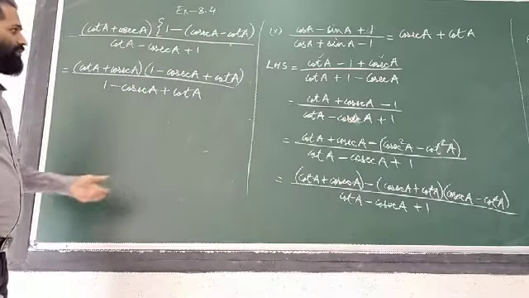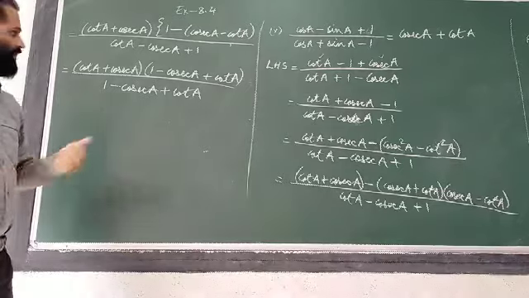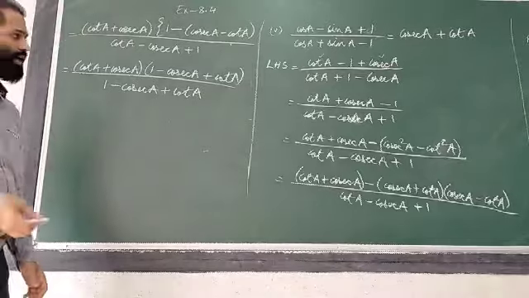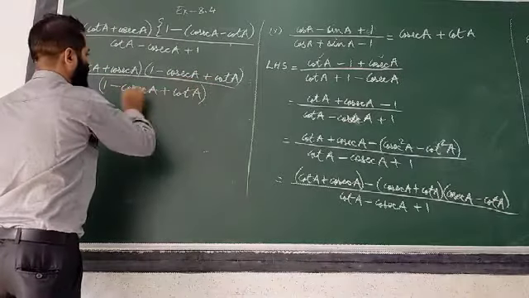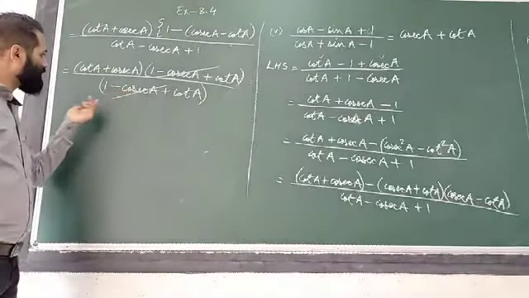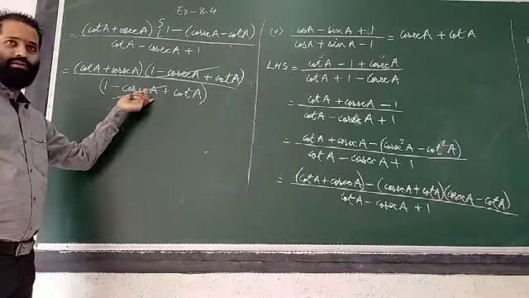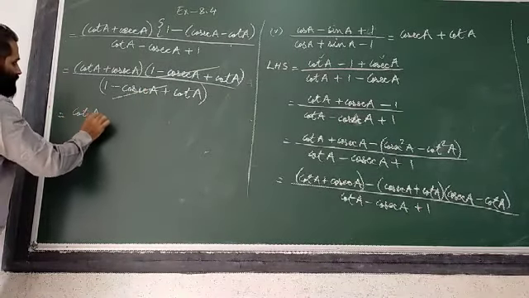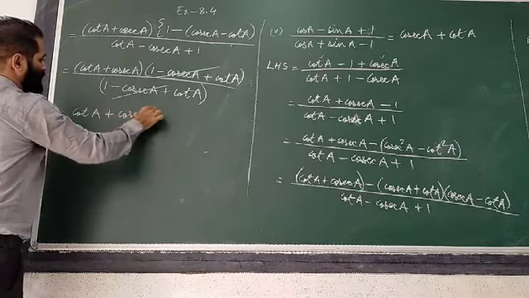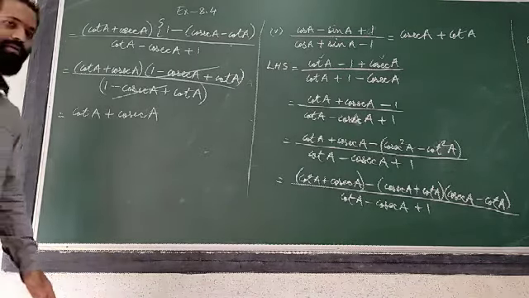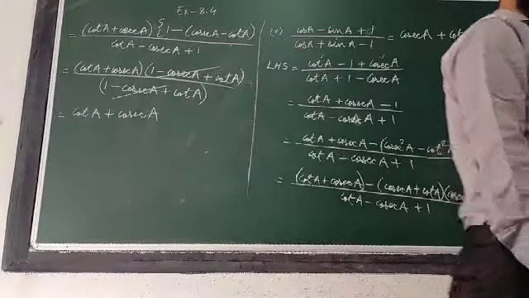Now remember that whenever you are cancelling more than one number, 1, 2, 3 numbers you are cancelling together, give bracket and then cancel. Otherwise, if you cancel this way, it means that you are cancelling only cosec A. Is it clear or not? So what is left out? Cot A plus cosec A. That is your RHS. Today is the last day I will teach you this chapter. Next day, if any question is left out, you will do it on your own. So this is over.